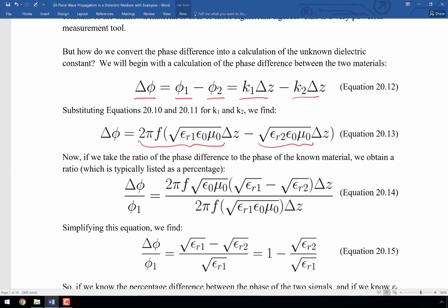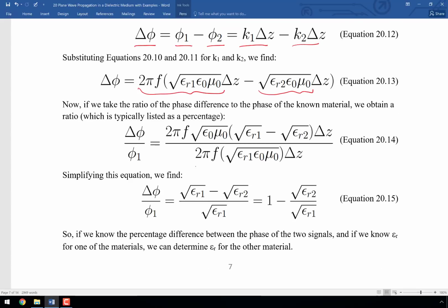Interestingly, because material number 1 is completely known, and it can be either one of them, whichever material is completely known, you can calculate the phase of that one. Because remember, if I'm looking just at phi sub 1, I know 2, I know pi, I know f, I know epsilon r1, which is typically 1, I know epsilon 0, I know mu sub 0, I know delta z. I know everything that I need to figure out the total phase of one of the two waves, and I also can calculate everything except for one thing. I don't know epsilon r2 in the phase difference. The only unknown in that entire equation is going to be epsilon r2.